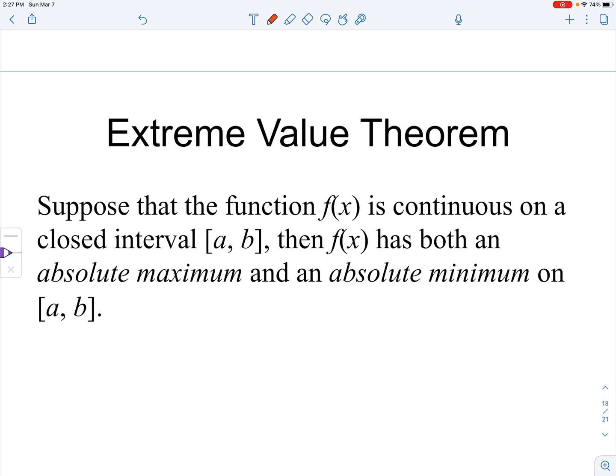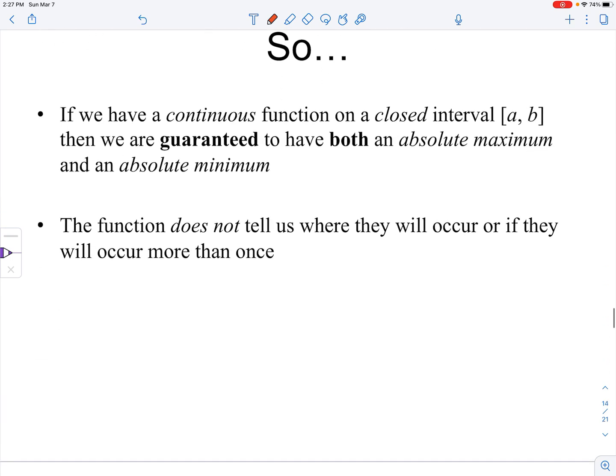And in all the examples that we just did, the absolute max or min sometimes occurred somewhere in between A and B, but sometimes the absolute max or min occurred at the endpoint of the interval, so at x equals A or at x equals B. The extreme value theorem says if you have a continuous function on a closed interval, the function is guaranteed to have both an absolute max and min, which is very helpful.